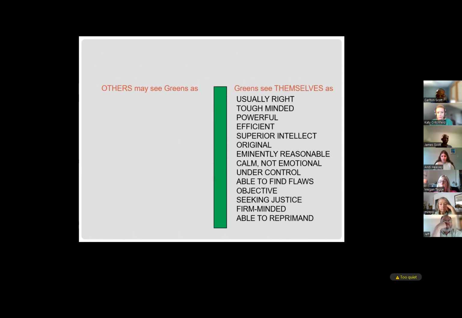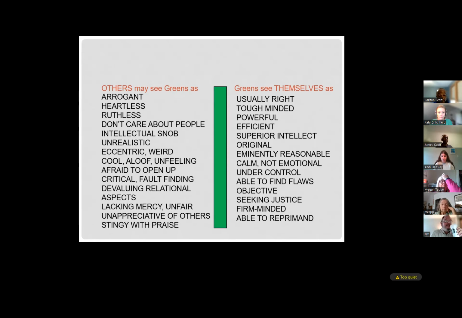Now, being a green, I'm sensitive to these things. So greens, usually right, tough-minded, powerful, efficient, superior intellect, original, eminently reasonable, calm, not emotional, under control, able to find flaws, objective, seeking justice, firm-minded, and able to reprimand. All good positive things about greens there. So how might others see greens? Arrogant, heartless, ruthless, don't care about people, intellectual snob, unrealistic, eccentric, weird, cool, aloof, unfeeling, afraid to open up, critical, fault-finding, devaluing relational aspects, lacking mercy, unfair, unappreciative, and stingy with praise.